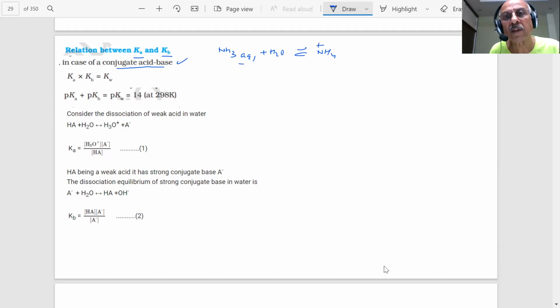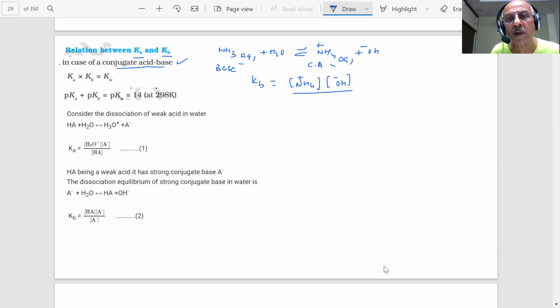This is happening like this, student. Okay. If this is a base, student, what is this? Conjugate acid. For the base, if I write Kb, what is the formula of Kb? NH4 plus OH minus, student, divided by NH3. Okay? This is the dissociation constant of the base.